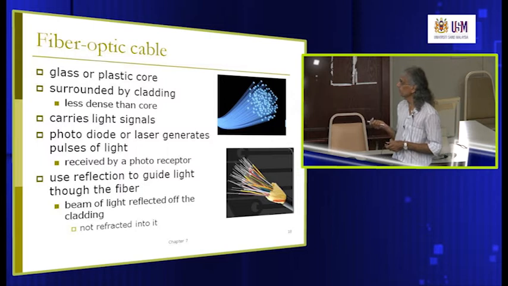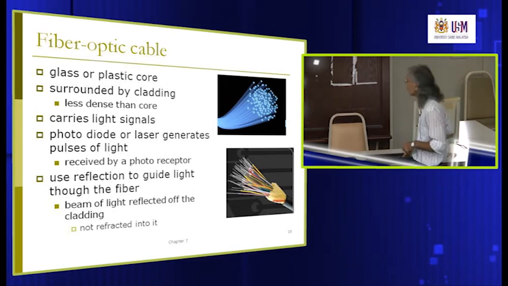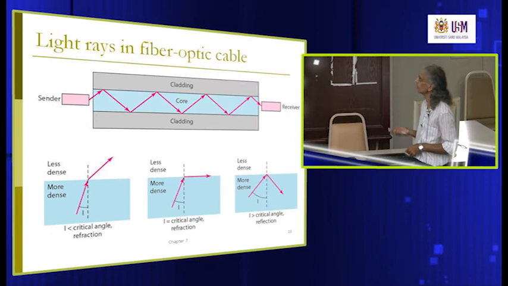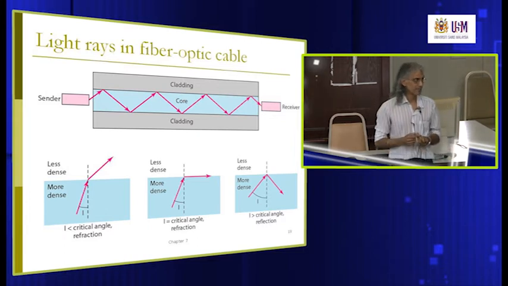When we send the light through the fiber, we make sure the light remains within the fiber itself. It does not go out. So the light must be reflected within the fiber itself. So it's something like this. This is one fiber, the fiber is in the middle, and this is the protection outside, the plastic sheets. When we send the light pulses inside there, we must make sure that the light reflects back and remains within the fiber itself, and it reaches the other side.